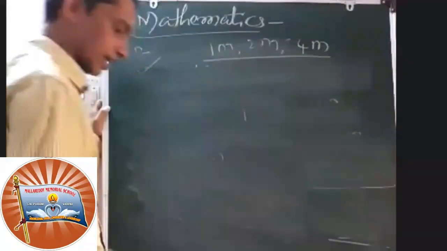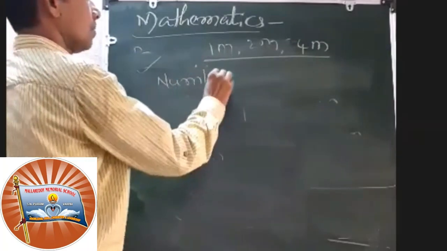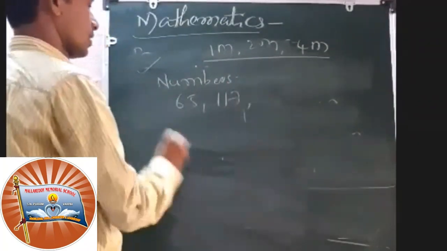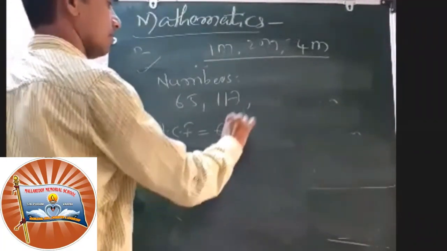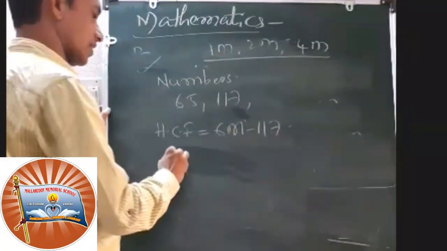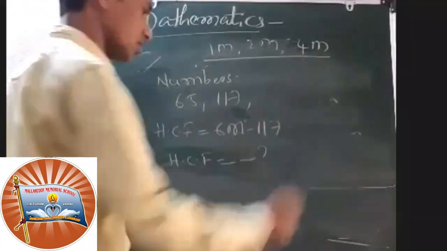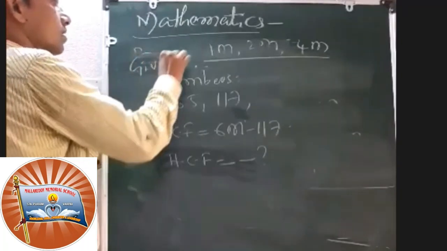The given is the numbers. The numbers are what? 65 and 117. Their HCF, what is given? HCF is 65m minus 117. Then what has he asked? Find the HCF. Find the HCF by Euclid division lemma. This is the given. Simple.